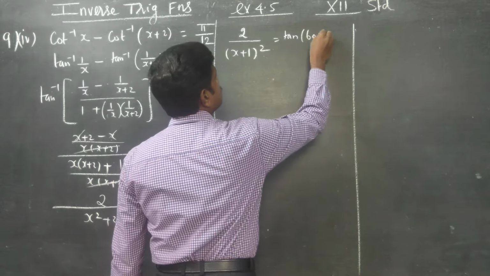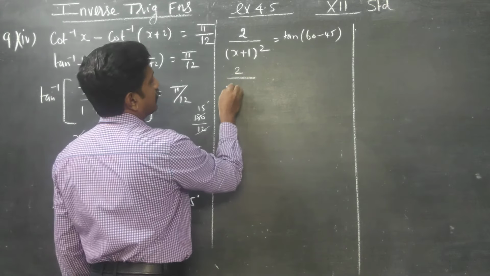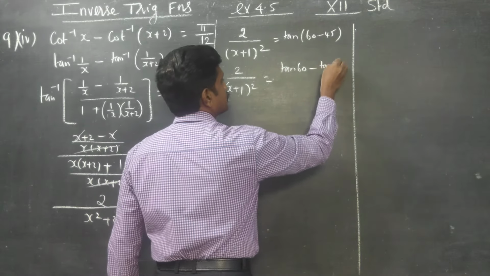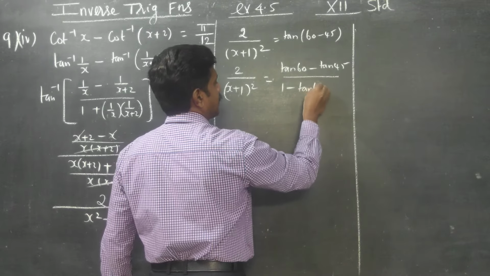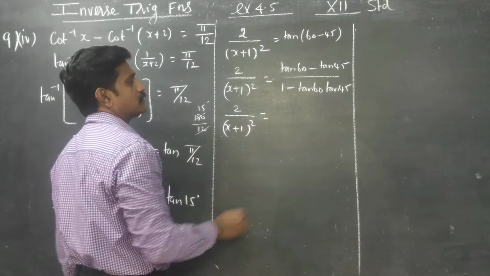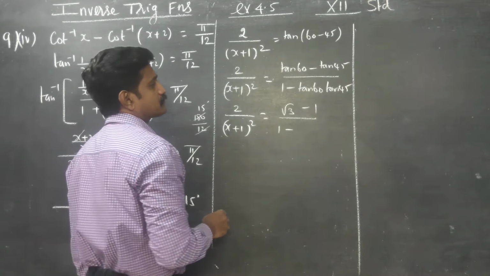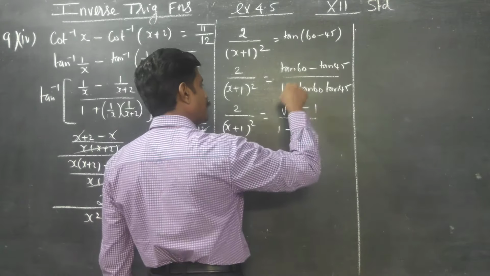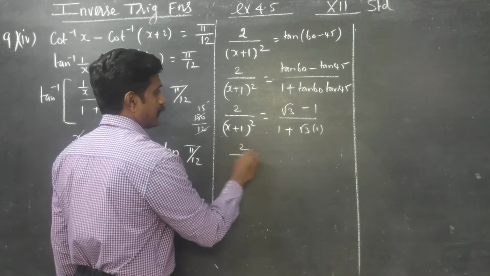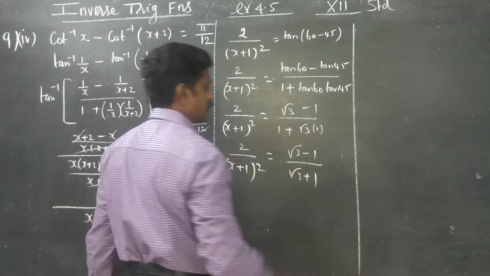Tan 15 can be written as tan 60 minus 45 degree is 15 degrees. So 2 by x plus 1 whole square is equal to tan a minus b formula: tan a minus tan b by 1 plus tan a tan b. 2 by x plus 1 whole square is equal to tan 60 is root 3, tan 45 is 1, so root 3 minus 1 by root 3 plus 1, right?